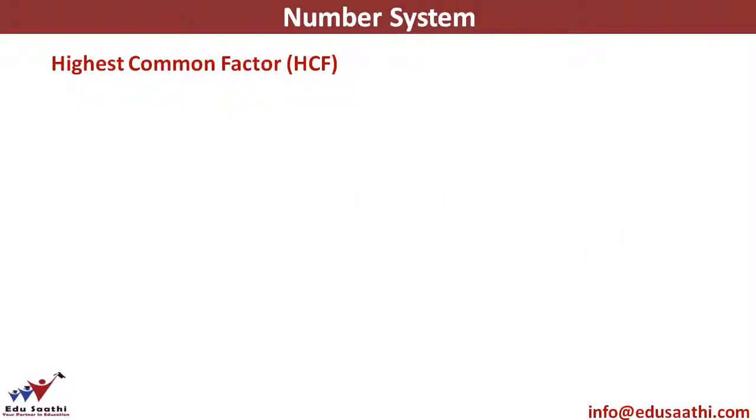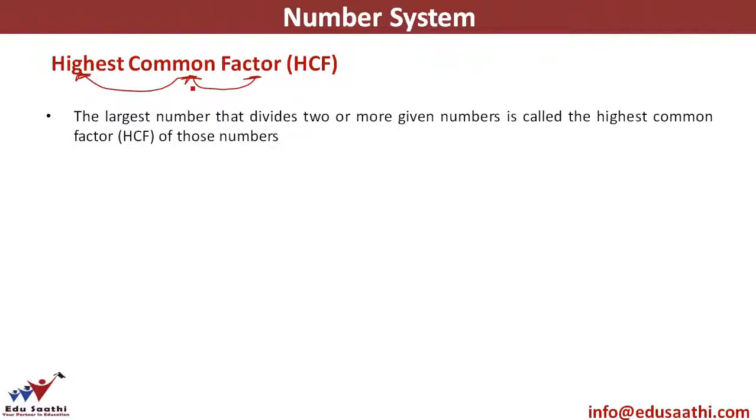Highest common factor. As the name suggests, you find the factors, look at the common factors, and look at the highest among the common factors. So the largest number that divides the two or more given numbers is known as the highest common factor. It's the highest common number that can divide both the numbers simultaneously.